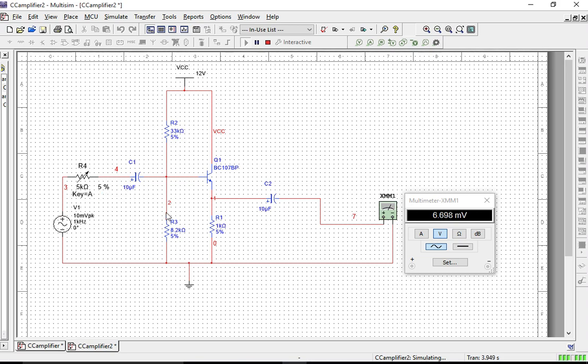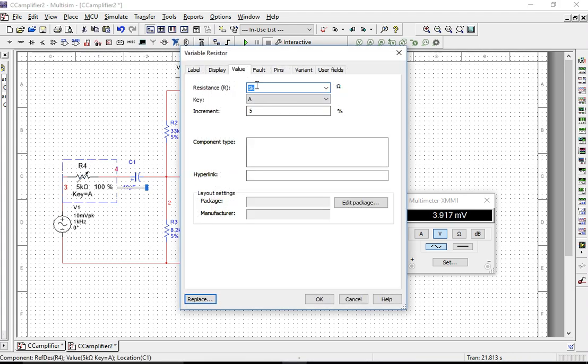Trying to increase this value and reduce the output voltage, I must get 3.5 millivolts. So until I get that value, I have to increase the input resistance. So 5k is not sufficient. Let me stop the simulation. So let us make it 10k.